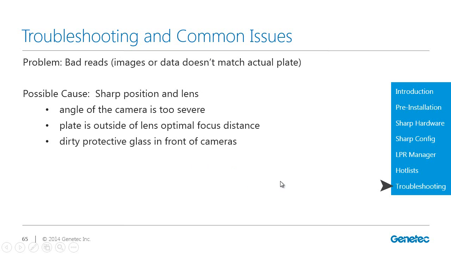Now, if you're getting bad reads, such as bad plate images, or the unit is not pulling the right data from the plate, take a look at the Sharp position and the lens. You need to make sure the Sharp is at a good angle, that the lens is appropriate for the distance to the plate, and also take a look and see if the front of the Sharp is dirty. The protective plexiglass might need cleaning once in a while, which is something you should take into consideration when deciding on where to mount the units as well.